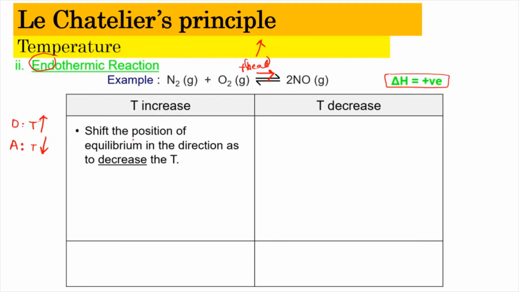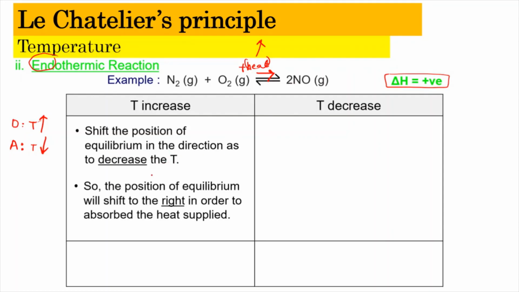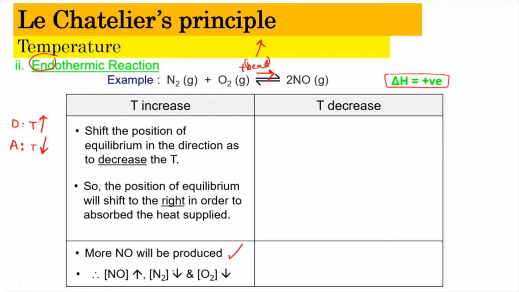So we need to shift the position of equilibrium in the direction to decrease the temperature. So the position of equilibrium will be shifted to the right in order to absorb the heat supply. And as a result, more NO is going to be produced and the concentration of the N2 and oxygen is going to be lowered. Okay, how about the temperature being decreased? So let's say you have a disturbance and the disturbance here is the temperature is being decreased. So your action, according to Le Chatelier's principle, is the temperature is going to be increased back.